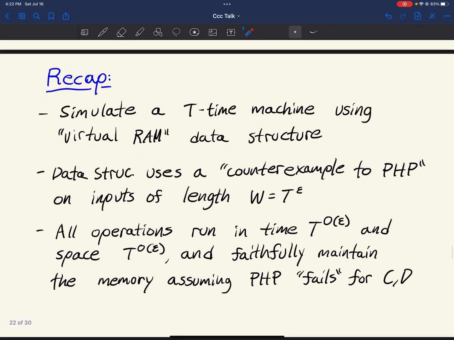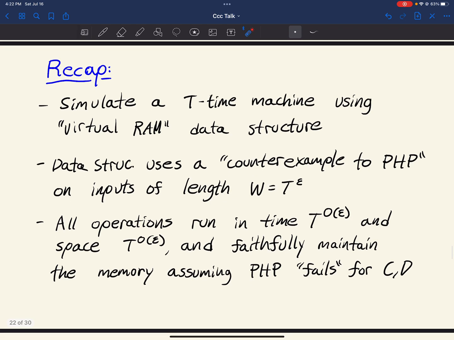So, as a recap, what did we just do? We imagined that we have some counterexample to the Pigeonhole principle, so a pair C and D defining some compression scheme, such that no efficient algorithm could witness the strings that it fails to compress. What we did with that is we simulated an arbitrary t-time computation using this virtual RAM data structure. And now we proved that all the operations in this data structure run in time t to the O of epsilon and space t to the O of epsilon, and they faithfully maintain the memory of our computation, assuming that the Pigeonhole principle fails for these maps.